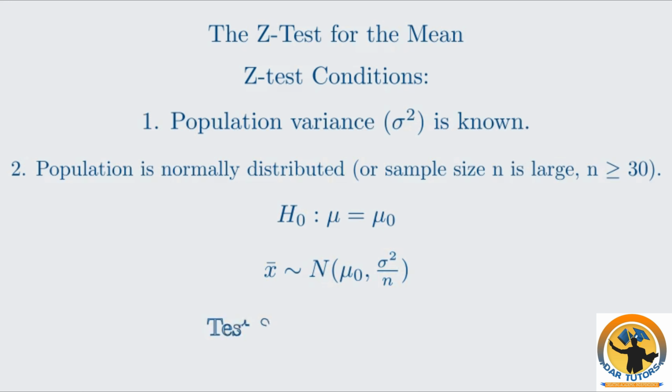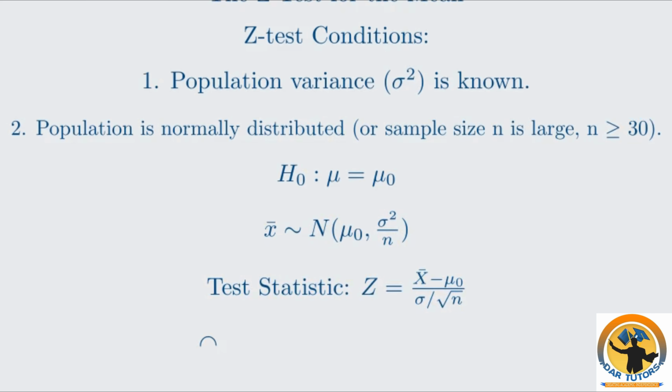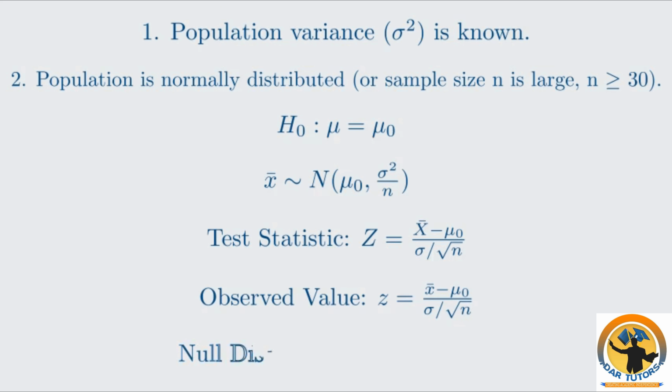To calculate how far our sample mean is from the hypothesized mean, we standardize x bar to form the z statistic. We find the observed value z by plugging in our specific sample mean x bar. The key is that this z statistic follows a standard normal distribution, N(0, 1). This standardization allows us to compare our test result to a universal standard normal distribution to determine how probable it is. In essence, the z statistic tells us if our sample mean is close enough to the null mean or if it's extreme.